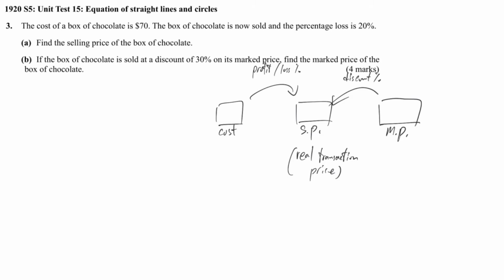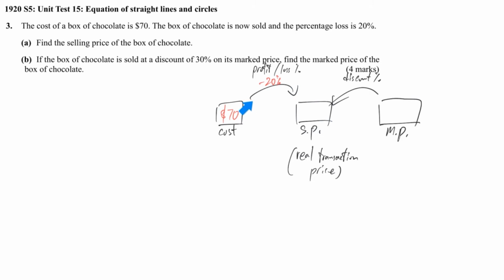And then apply to this question. They say that the cost is given as $70. And now it is sold with a percentage loss of 20%. That means in this process, from the cost, it decreases by 20% of the original amount, and then it becomes the selling price. So in part A, they ask you about the selling price. You just need to describe the relation between cost and selling price.